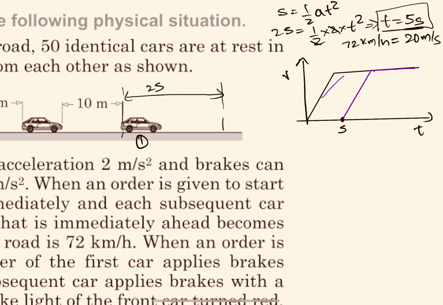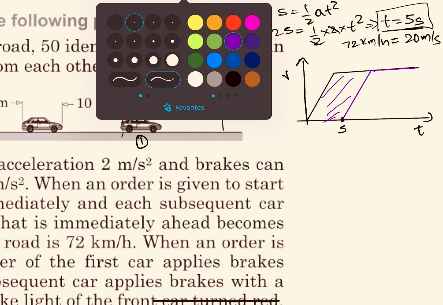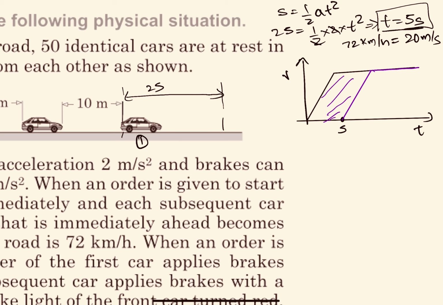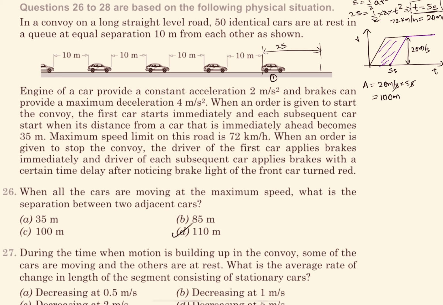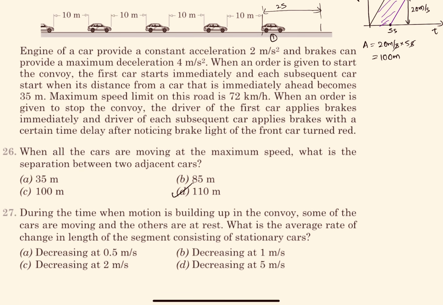So the increase in separation between them would be this area, right? And how much would be this area? This is just a parallelogram. So for a parallelogram, the area is base into height. And how much is the height over here? It is 20 meter per second. And then when we calculate the area, we'll get 20 meter per second into 5 seconds, which gives us 100 meter. So the separation would have increased by 100 meter, and hence the new separation is what? 110 meter.